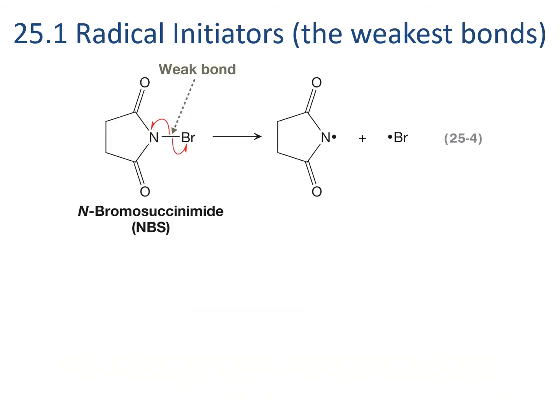Bonds that are particularly able to radically cleave are often used to start a chain of radical reactions. We call such molecules radical initiators. We've already seen in our tables that Cl2, Br2, I2, F2, and peroxides are simple molecules that can readily cleave and form radicals. This is even more true of the special initiator N-bromosuccinimide, also called NBS. The N-Br bond is weak, and the N radical is even more stabilized by resonance.